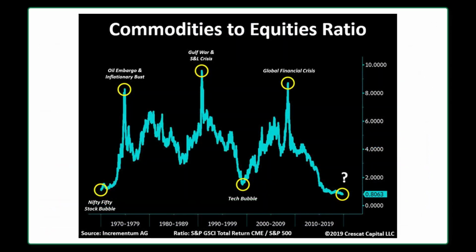Here we have the commodities to equities ratio, which has been a fairly cyclical measure since 1970. Commodities become worth relatively little compared to stocks at market tops, but then that reverses and they become pretty valuable relative to stocks at market bottoms or in periods of crisis.